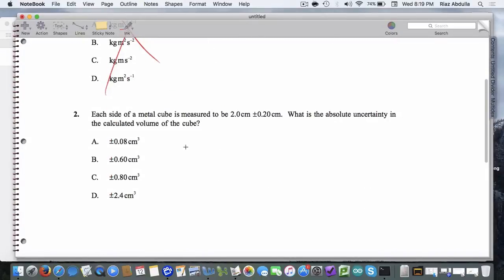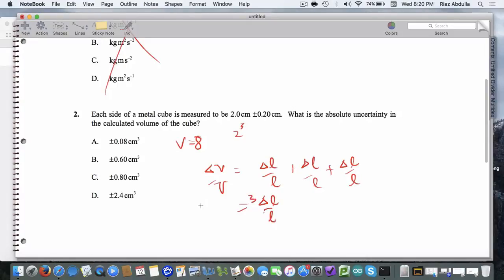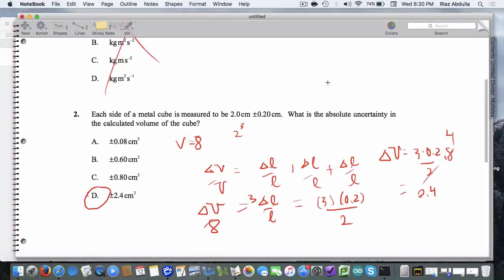Uncertainty in the volume. Again, the volume is 8, because that's 2 cubed. Now let's compare. Delta V over V equals delta L over L plus delta L over L plus delta L over L, which is delta L over L times 3. So we have delta V over 8 equals 3 delta L over L, which is going to be 3 times 0.2 divided by 2. So delta V is going to be 3 times 0.2 over 2 times 8. So that's going to be 12 times 0.2, which is 2.4. Choice D.